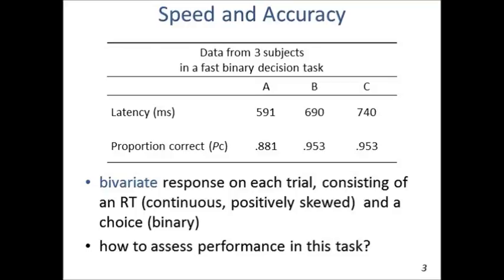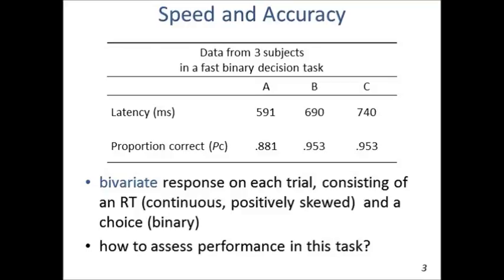So imagine the following simple situation. You have three participants that work on a simple, rapid binary decision task. So you have yes and no responses. On each trial, you can now measure the decision time, the latency, and the choice pattern. So you can measure the proportion of correct classifications, for instance. This is a typical phenomenon you often have in experimental psychology, that you have these bivariate responses, these two dependent variables on each trial, consisting of a response time drawn from a continuous positively skewed distribution and a choice, which is binary.